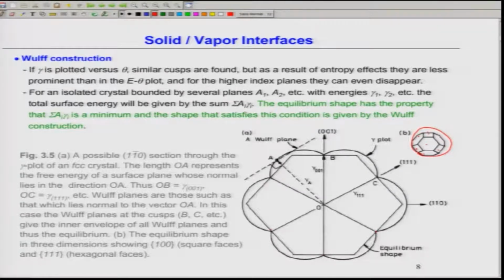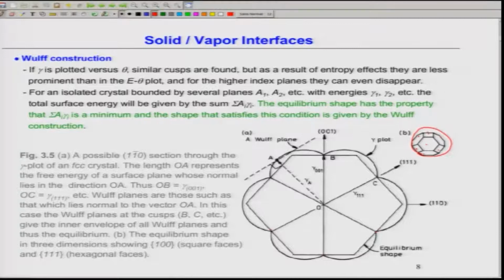Equilibrium says the shape will have a property, that is the very important thing which you should understand. The equilibrium shape, that means the shape which will be the minimum energy shape, will have the property that this summation is a minimum, and the shape that satisfies this condition is given by what is known as the Wolff condition or Wolff construction. So, virtually it says you must select the bounding surfaces of the crystal such that the total gamma A is minimum.